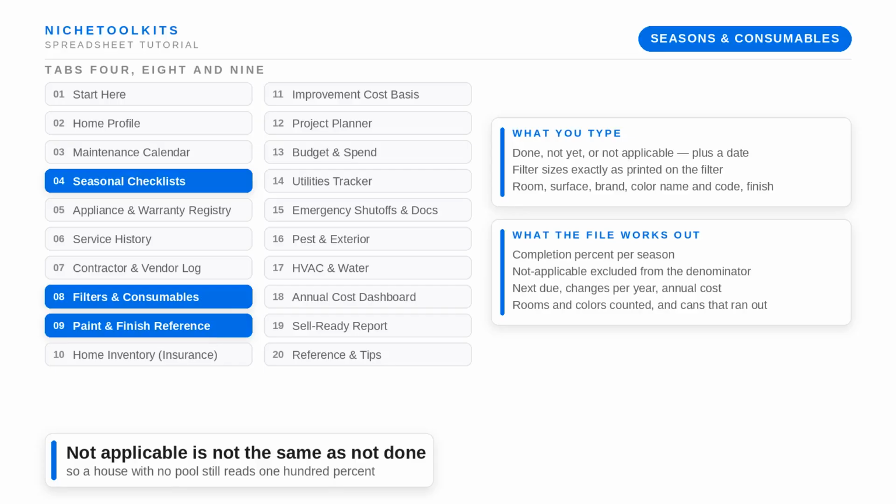Filters and consumables holds the exact sizes so you are not measuring in the hardware aisle, and works out the annual cost. Paint and finish reference is the boring tab you will thank yourself for. Room, surface, brand, color name, and code.